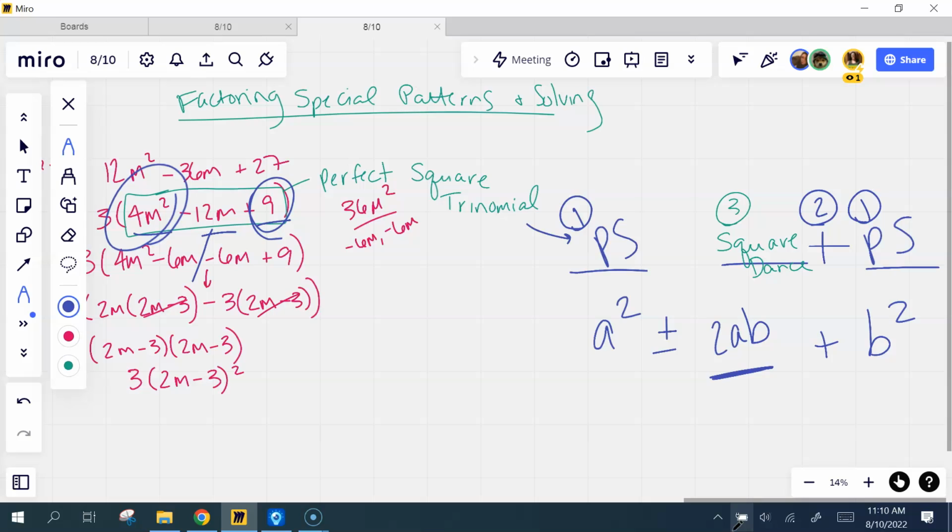All right. The square root of the first, the last. Hold on, Miguel. Hold on. Multiply together and double. Yep. Square, square, multiply, and double.